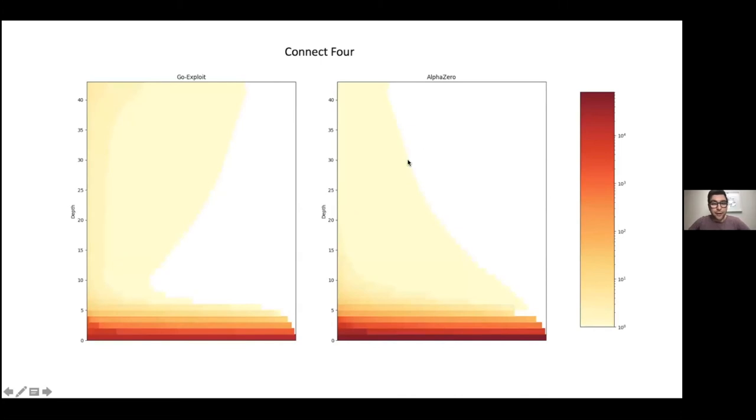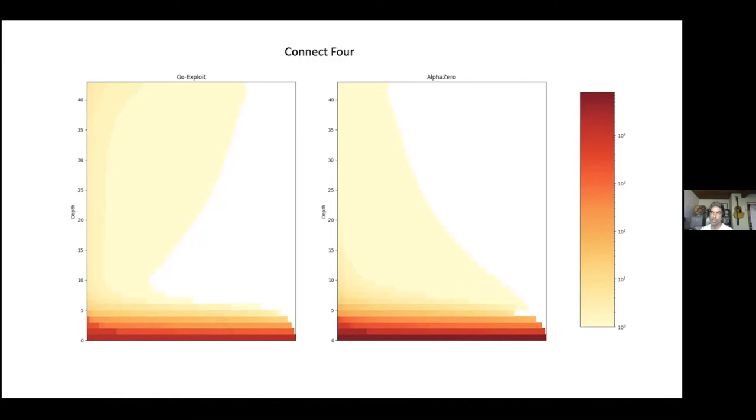If we go back to this plot right here, we see that GoExploit does a much better job of visiting states that are deeper in the game tree compared to AlphaZero. I think that's a property of Connect4. Connect4 has more and more unique states the deeper you get into the game tree. Since we naively added all the states that were encountered during self-play to the archive, most of the states that are sampled for the starts of trajectories occur deeper in the game tree. So I think it's the opposite of what you said.